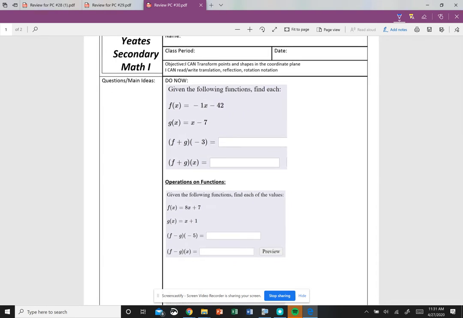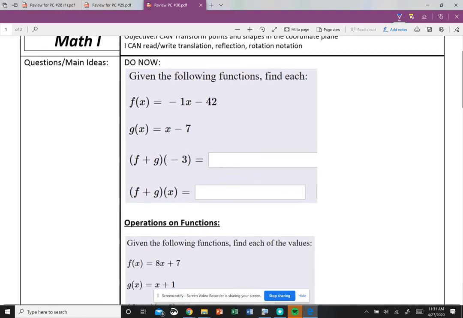All right, so right here, we're going to just take these two functions. We're going to first plug in a number, and then we're going to try it without plugging in a number and see what we get. This first one, we're going to plug in a -3 into both. So we've got -1 times -3 minus 42. And then on this one, we're going to have -3 minus 7. And we're going to add these two numbers together.